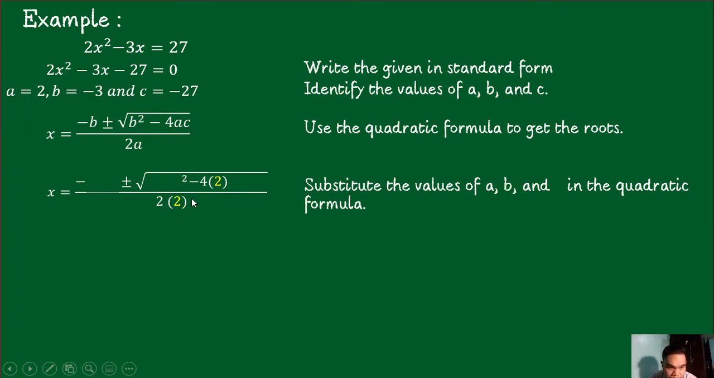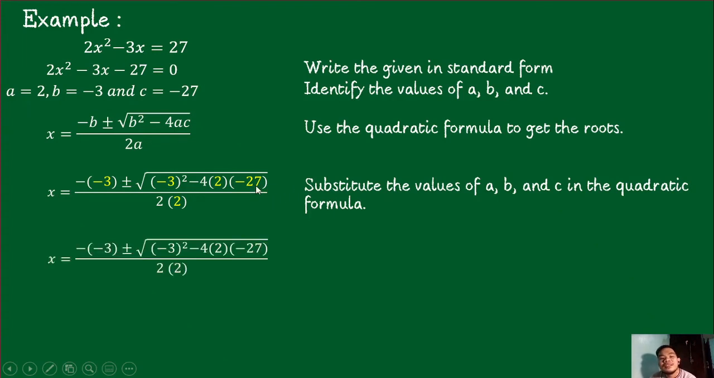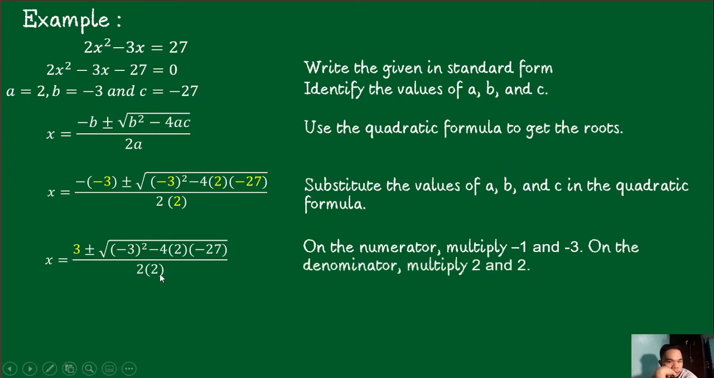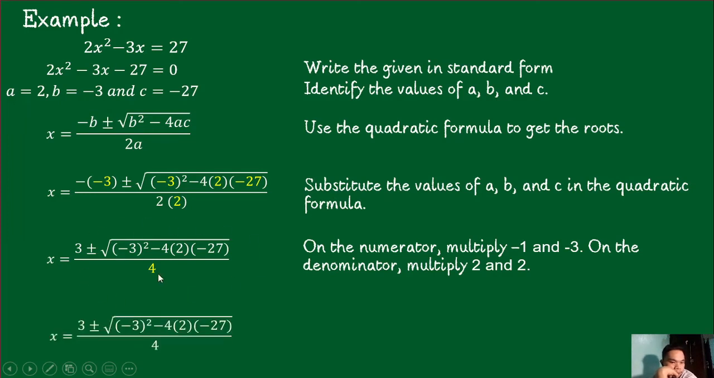Then, substitute the value of b. So we have negative 3, and we also have negative 3 here. Then substitute the value of c. So we have negative 27. Then after that, same procedure from the first example. We're going to multiply negative 1 and negative 3. So that will be equal to positive 3. And on the denominator, we will multiply 2 and positive 2. That will give us 4. Okay, so the denominator of the whole expression is 4.